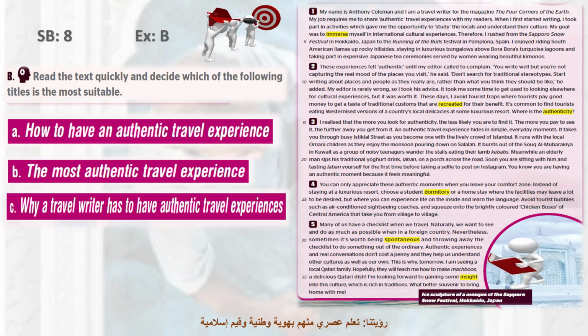In paragraph 1, the writer said, "My job requires me to share authentic travel experiences with my readers." So, we know that he is a writer of authentic experiences, travel experiences. Okay? And we continue reading till we reach paragraph number 2, where he said, "These experiences," he's talking about the experiences he wrote about before, "these experiences felt authentic until my editor called to complain." So there's a change.